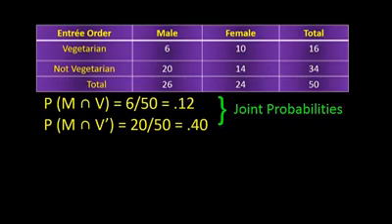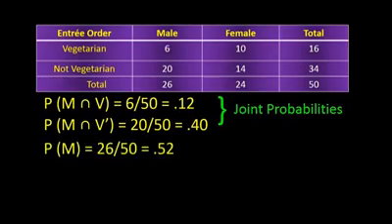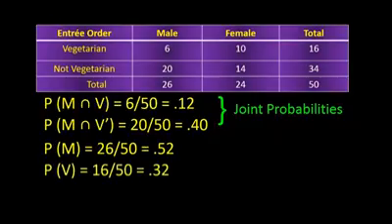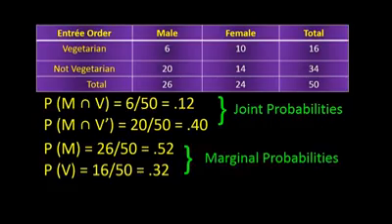We can also look at the margins of the table to get the probability of each of the events separately. Remember, we call those simple events. For example, we can take the probability of a customer being a male. We can do that by looking at the margin and seeing that there are 26 out of 50 customers who are male. So 26 divided by 50 would give us 0.52. And the probability of a vegetarian order is 16 divided by 50, and that would be 0.32. We get these probabilities by looking at the margins of the table, so these are called marginal probabilities.